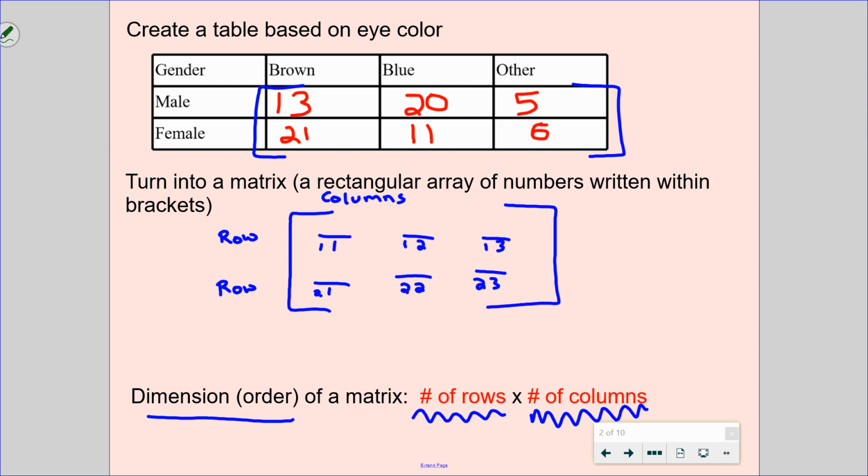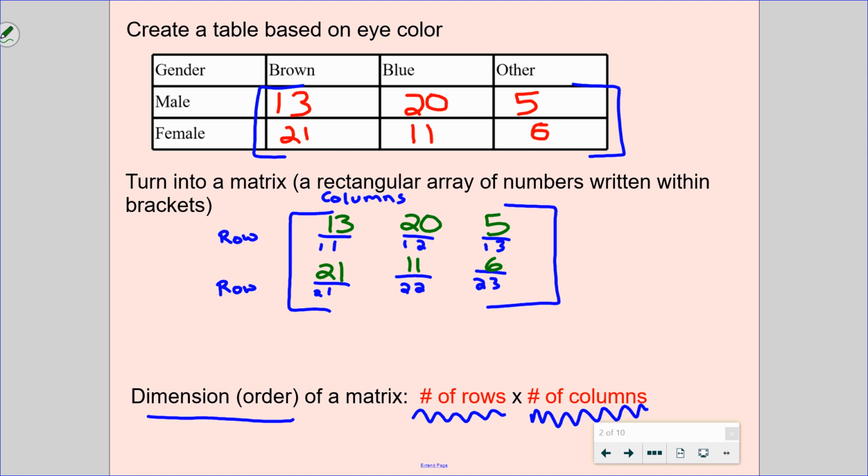We just put numbers in now, because we know that there are 13 males that have brown eyes. That number is the actual number we're putting in for the matrix. And we keep going. We have our 20 be in the last spot, and the other spot for the males would be 5. We can continue going through the second level, and now it just so happens that that number is a 21 as well. Okay, we have 11 in that spot, and then last but not least, 6.